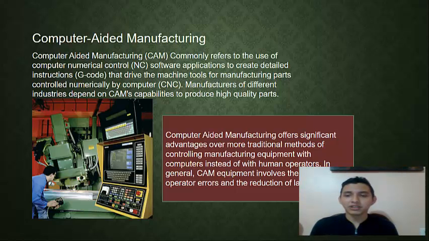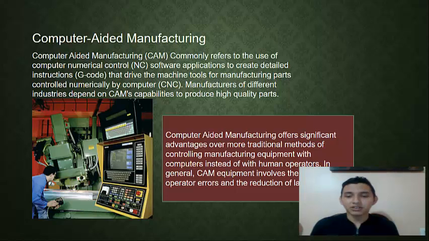Computer-aided manufacturing commonly refers to the use of computer numerical control software applications to create detailed instructions that drive machine tools for manufacturing parts controlled numerically by computer. Manufacturers of different industries depend on CAM's capabilities to produce high-quality parts.